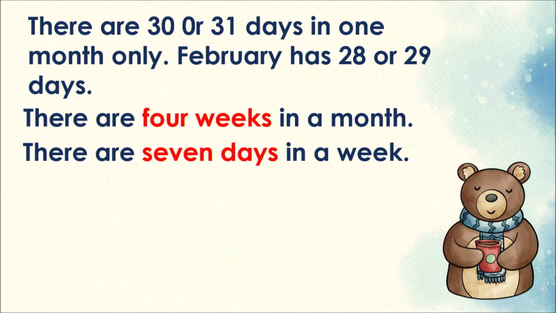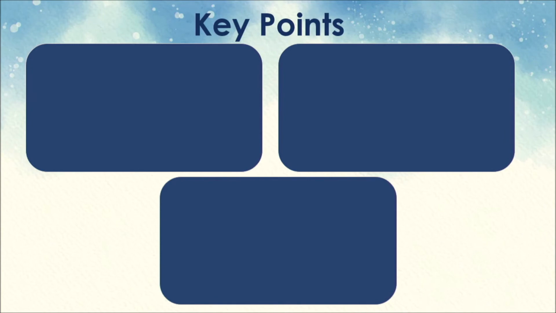How many days? 7 days in a week, which are Sunday, Monday, Tuesday, Wednesday, Thursday, Friday, and the last one is Saturday. Okay? So those are the 7 days of the week. So that is our lesson, class, about the 12 months of the year.